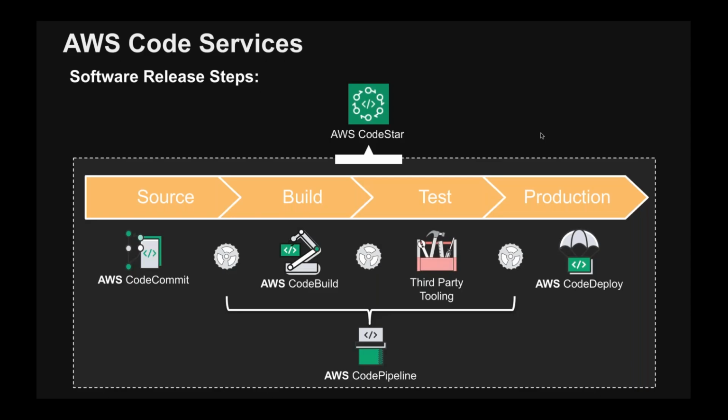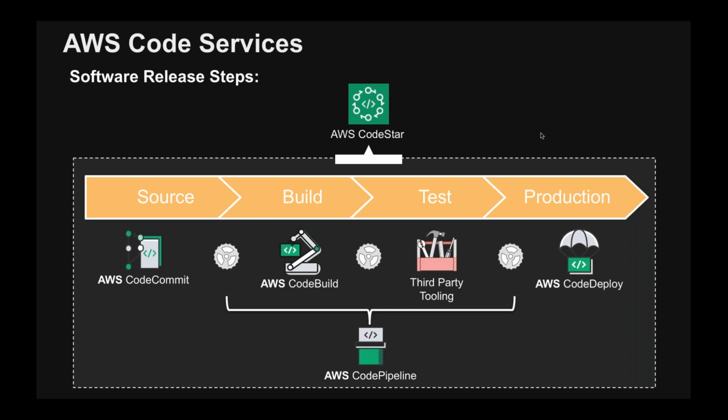Now let's talk about our code services. Just a brief overview. We have a whole suite of code services now. We have Code Pipeline, which basically handles continuous delivery and transitions between, for example, your source phase, build phase, test phase, and production phase of your software development lifecycle.